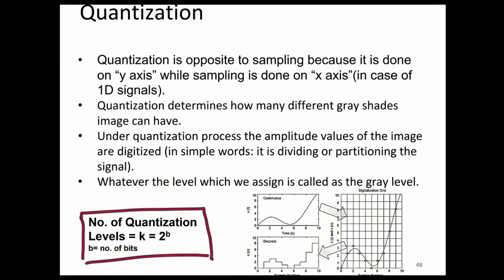Let's say your memory is just 2 bits. How many levels can I have? 4. Similarly, 4 bits gives 16. But for images, we have b equal to 8. It is the standard size. So what will be the levels? 256, ranging from 0 to 255. Here, one pixel can have a value from 0 to 255.